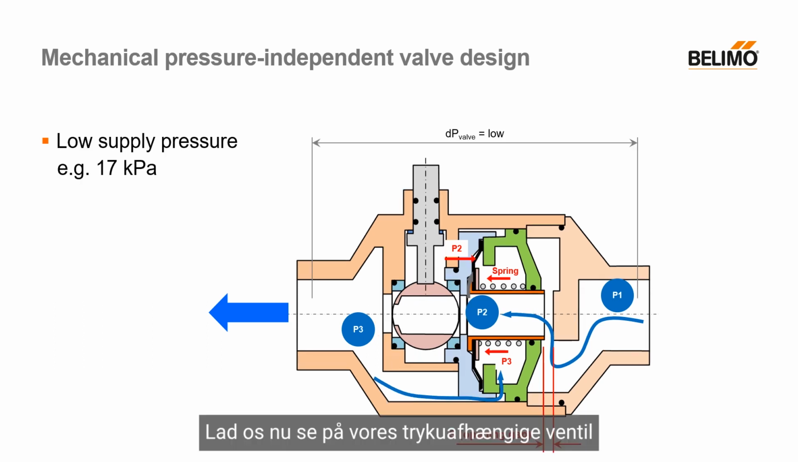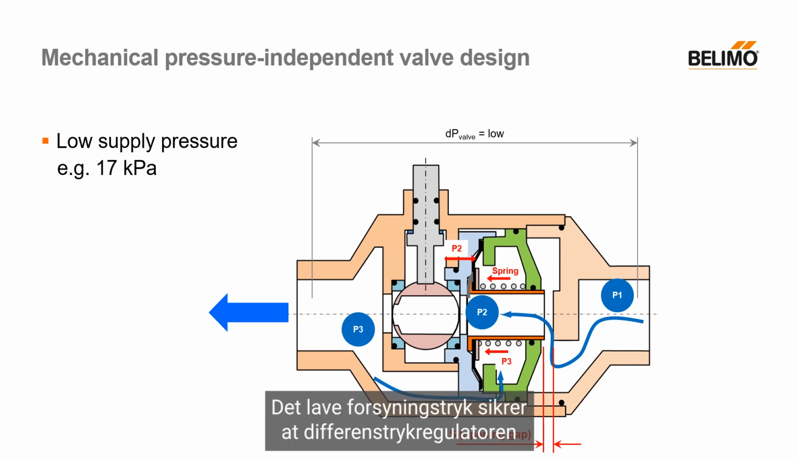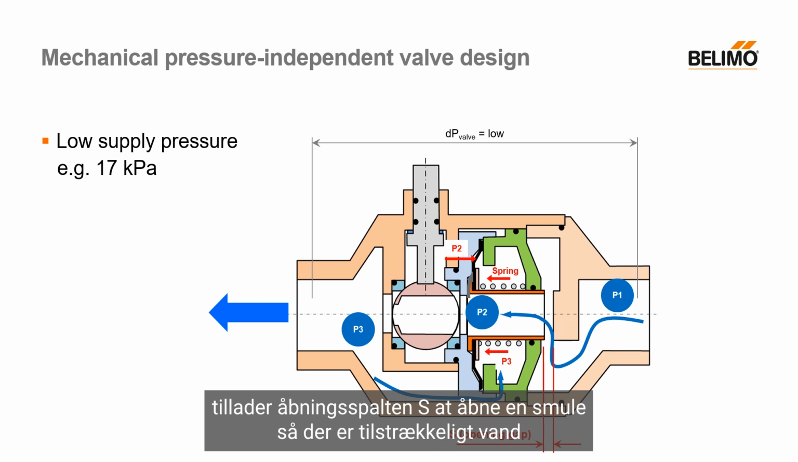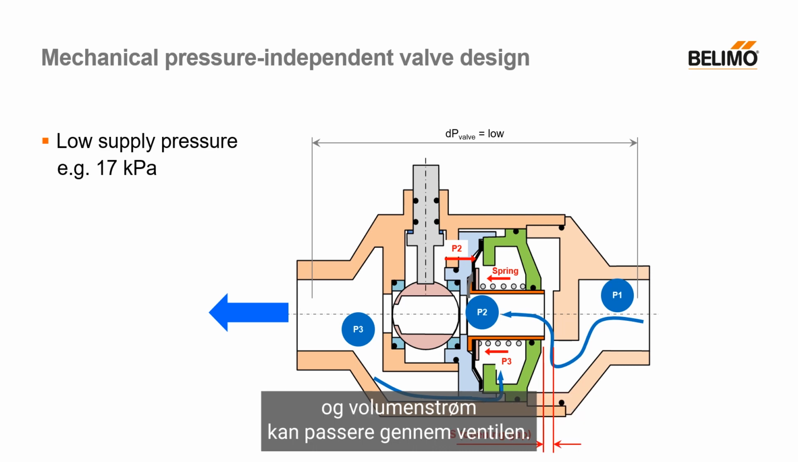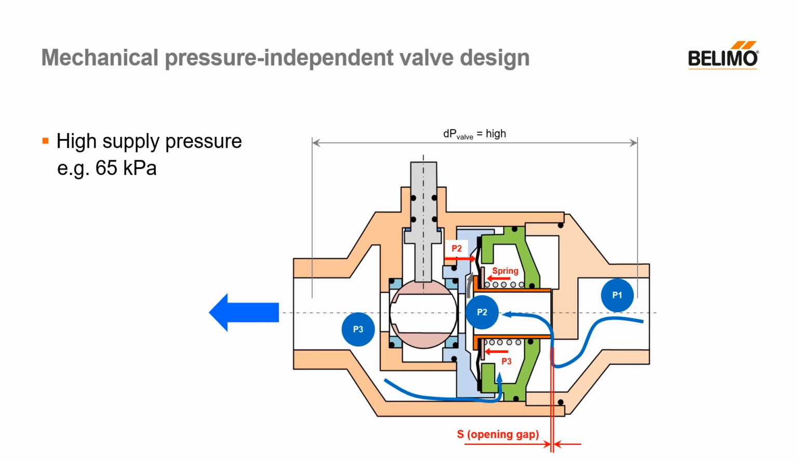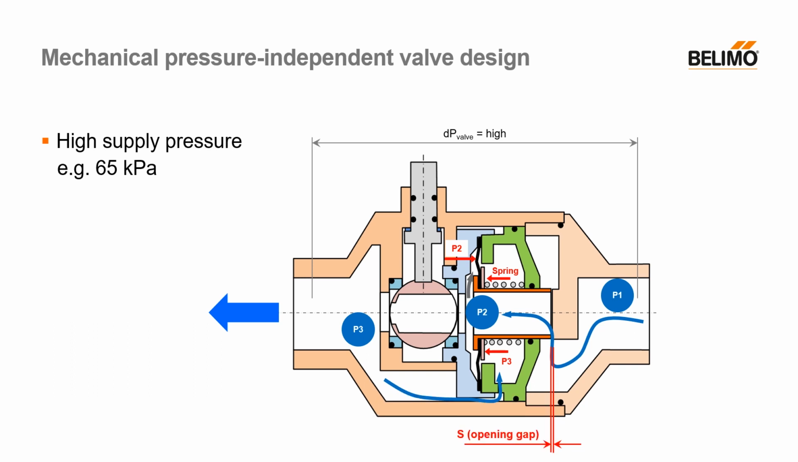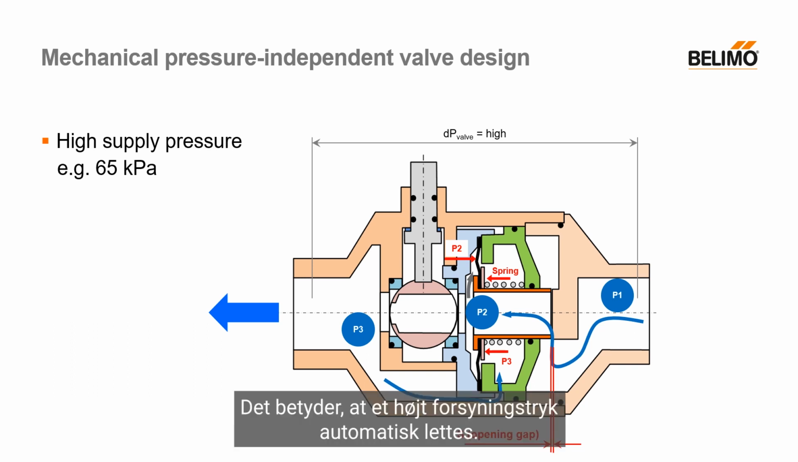Let us now look at our pressure-independent valve at a relatively low supply pressure of, for example, 17 kPa. The low supply pressure ensures that the differential pressure controller allows the opening gap, S, to open slightly so that sufficient water and volumetric flow can pass through the valve. If the minimum supply pressure now increases to 65 kPa, for example, the opening gap, S, is greatly reduced. This means that high supply pressure is automatically relieved.